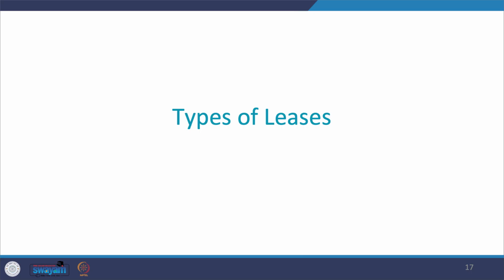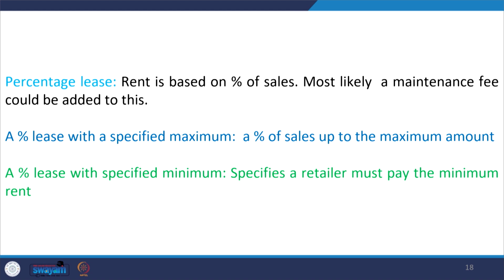Now we'll be discussing the types of leases that can exist, right? So the first one is percentage. In case of a percentage lease, rent is based on a percentage of sales, right? This can be inflated by a maintenance fee, but the rent which the person who has occupied a particular place or is taking it on lease will be paying to the owner is in the form of a percentage of sales. Now this can have further bifurcations: one with a specified maximum, which means the percentage of sales is capped at the maximum amount which will be paid to the owner of that particular retail site as rent, or this can also have a bifurcation with respect to a specified minimum.